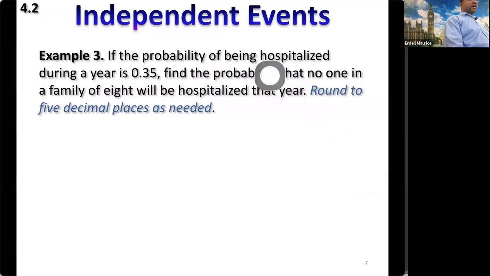The probability of being hospitalized is 0.35, yes? But did they ask what's the probability that the 8 people will be hospitalized? Is that what they asked? They asked what's the probability that no one will be hospitalized, yeah? And it's a classic trick that the test writers like to use. They like to give you information in the positive and ask you about the negative. Yes?